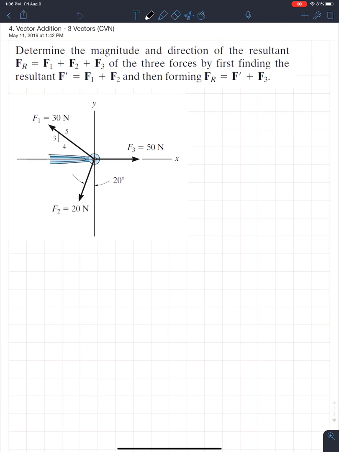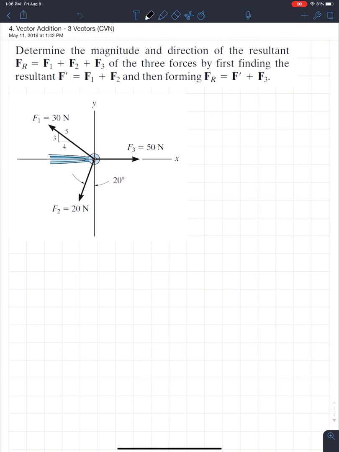In this tutorial we'll be doing vector addition of 3 vectors using the CVN method. Looking at the example, it's actually the same example as the one that we did using the parallelogram method, except now we're going to solve it using the CVN method. And hopefully you guys find this method easier. I know I do, so let's begin.